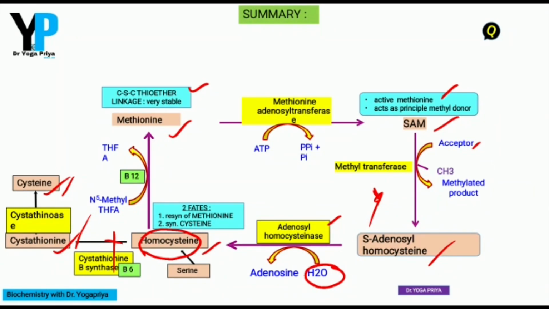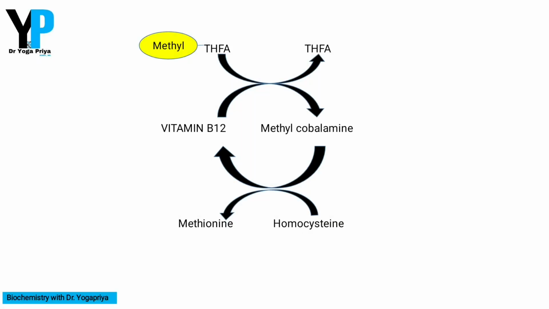The next fate is resynthesis of methionine. Homocysteine can be converted to methionine by the addition of a methyl group, and this methyl group is donated from the 1 carbon pool with the help of the coenzyme vitamin B12. This slide clearly shows how a methyl group from the 1 carbon pool is finally donated to homocysteine and how resynthesis of methionine takes place.